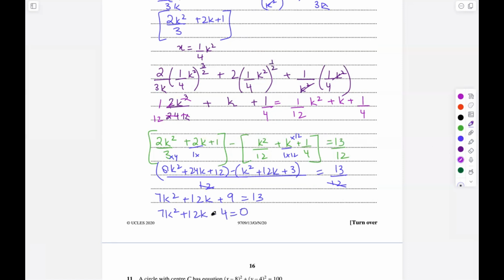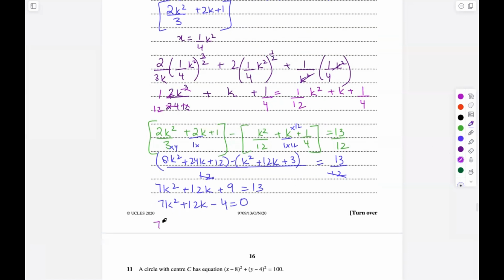Factorizing this through middle term breaking, we can just do the working over here. This will become 7k squared plus 14k minus 2k minus 4 equals 0. Taking 7k common, that will become k plus 2. Taking 2 common, that will be k plus 2 equals 0. Now, as k cannot be a negative value, k equals minus 2 will not be considered, and the other value of k will be 2 upon 7, which will be the final answer for the value of k. So k will have the value 2 upon 7.